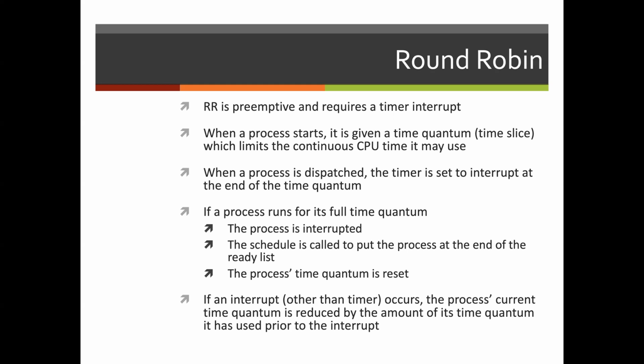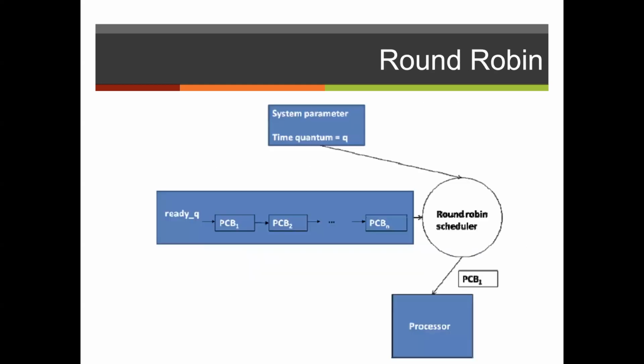And so if an interrupt occurs, the process's current time quantum is reduced by the amount of its time quantum it has used prior to that interrupt. In this regard, when we consider each process, we'll assign an appropriate time quantum, based on the round robin scheduler, to each process. And that is how each process is then assigned to the processor.